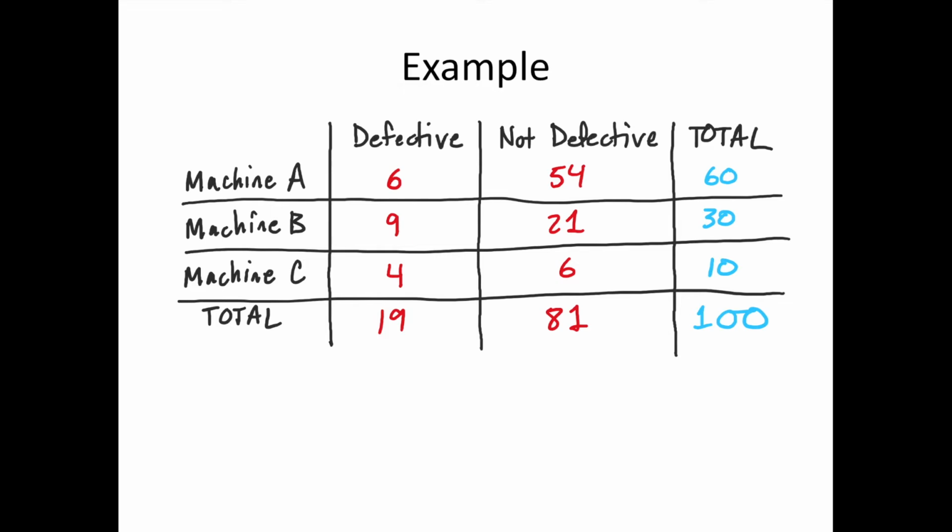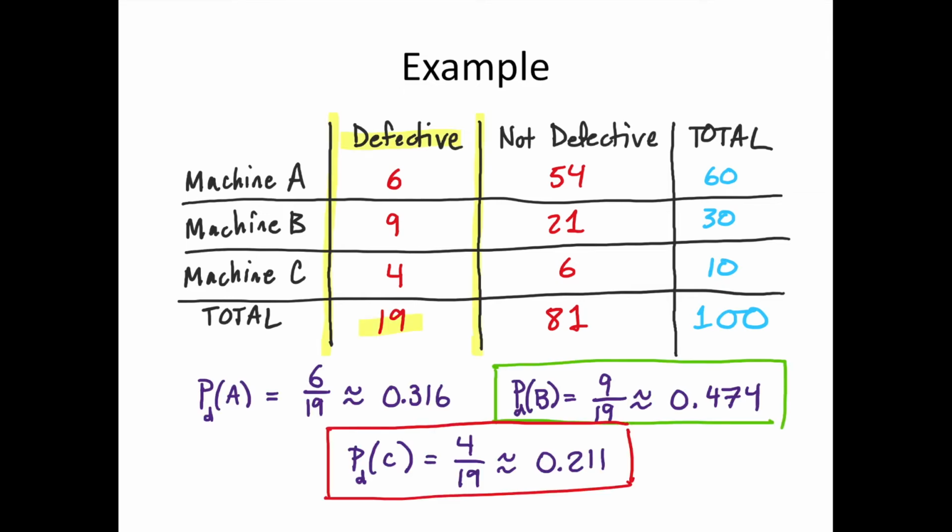So the idea here is, how am I going to update or assign new probabilities to take into account our knowledge that we're dealing with a defective part? In essence, we can imagine narrowing down our sample space from the total population of parts, all 100, to only the defective parts. So visually, I am going to limit my attention to just the column of defective parts. I see that there's 19 total defective parts.